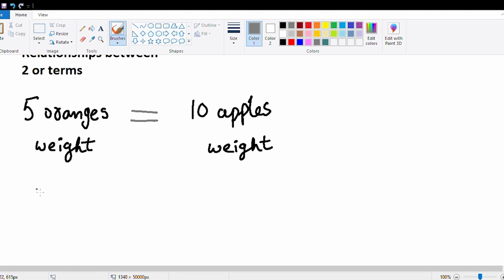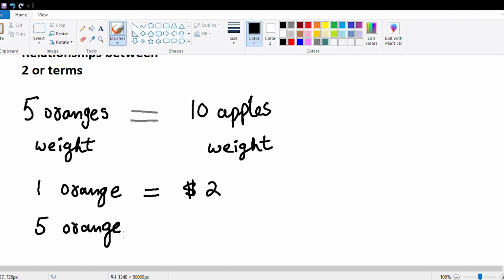Now, if I say that one orange, let me just change the color real quick, is equal to, or you could say costs $2, and I say 5 oranges, that means that 5 oranges must cost $10, right? So obviously this is really easy. This is simple, just unit rate.